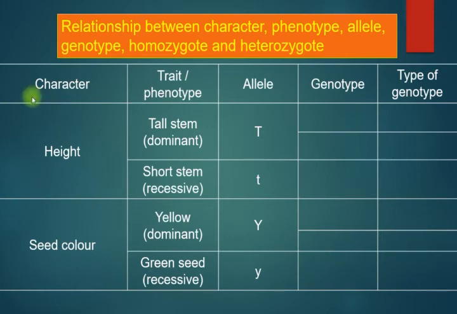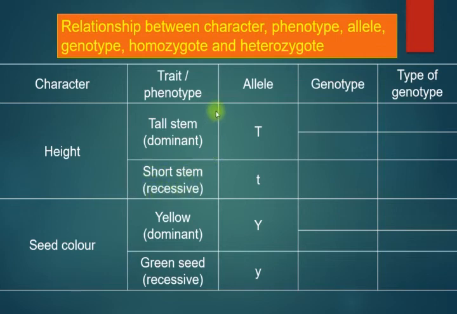Okay, now let's fill up this table. This table refers to the relationship between character or characteristic, phenotype, allele, genotype, homozygote and heterozygote. Let's take a look at the character of height. Height is a character that has two contrasting traits: tall stem, which is the dominant, and short stem, which is a recessive.